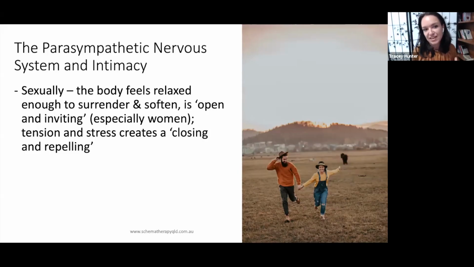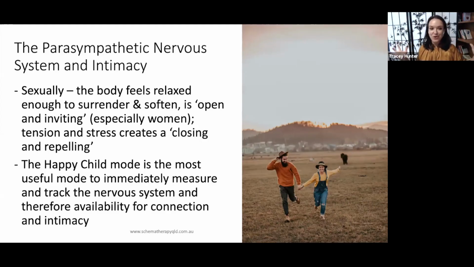And the opposite of that, if there's too much tension and stress, it creates this closing and also this repelling, like, get away from me. I'm too uptight or stressed to let you close to me, to let you in. Okay, so that's why it's really important to understand that the parasympathetic nervous system is a really important part of our nervous system to be putting way up the top as a priority if connection and intimacy is something that you want to facilitate and cultivate long term with a partner.